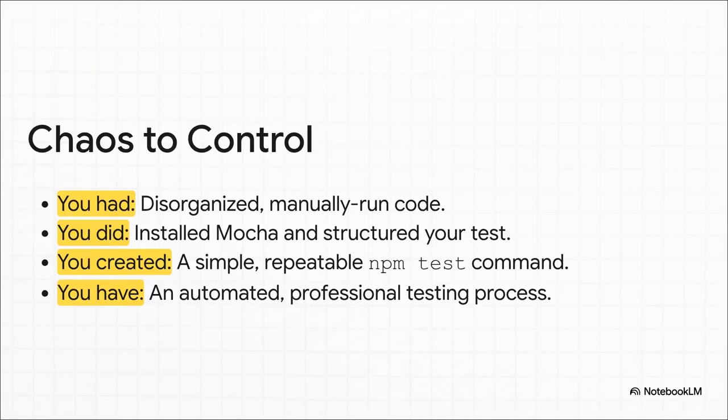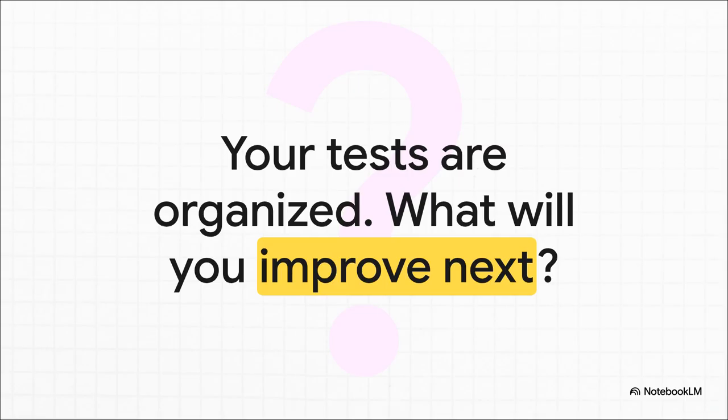So let's just do a quick recap of this journey. You started out with disorganized, manually run code, chaos, right? Then you brought in Mocha. You structured everything with describe and it, and you created that simple npm test command. And what do you have now? A fully automated, repeatable, professional testing process. Now that you have this powerful framework in place, you gotta realize this is just the beginning. This organized structure opens the door to so many other improvements. You can start refactoring your code, making it more efficient, making it reusable across tons of different tests. The foundation is set. The chaos is finally under control.